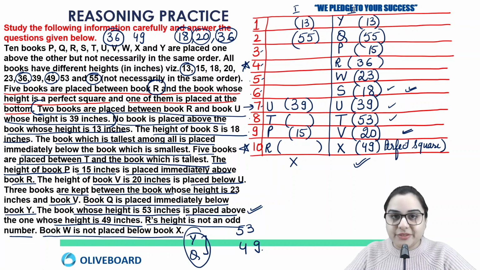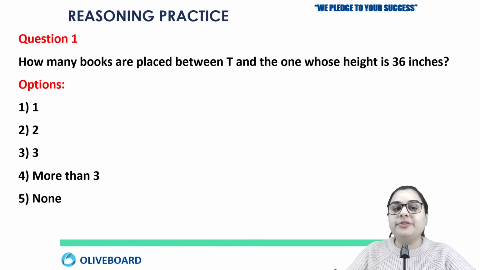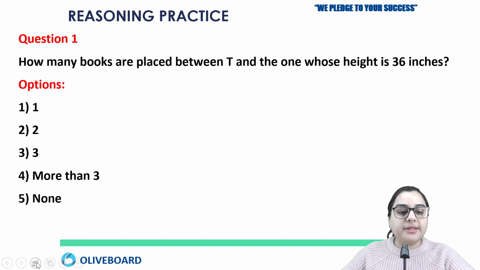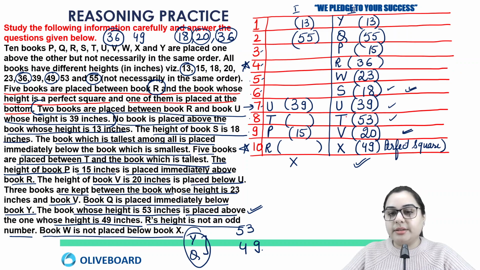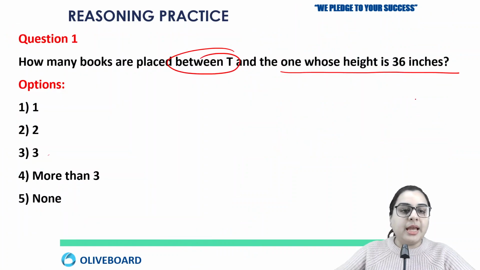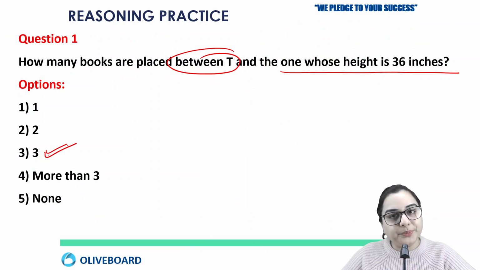Like you have a set of 5 questions in your examination, you have to solve a paragraph, and then there will be 5 questions based on this solution. So let's check the first question. How many books are placed between T and the one whose height is 36 inches? T is on the 8th position and 36 inches is on the 4th position. Between these two we can see there are 3 positions, and hence the answer will be option number 3.